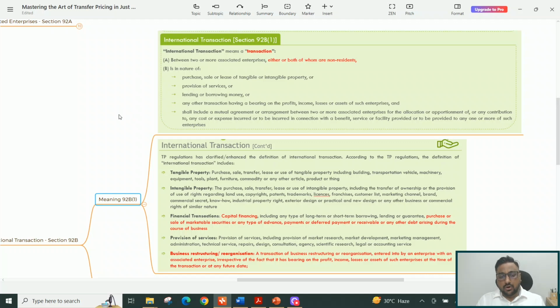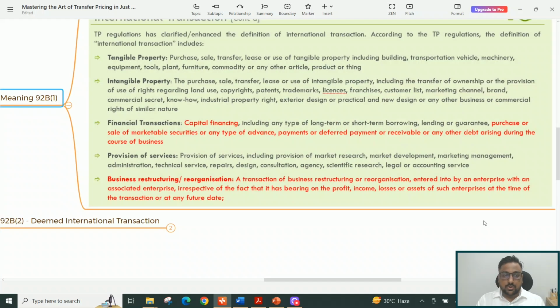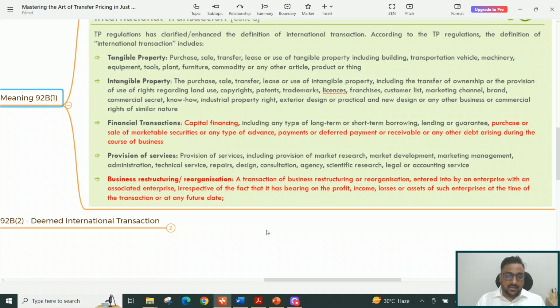Further, the definition also clarifies that it has been enhanced to include dealing in such types of properties, like dealing in tangible property and dealing in intangible property. These types of transactions are also covered under the ambit of 92B. What I want you to focus on here is that there are financial transactions which are also considered international transactions. Though they may not give rise to any income directly, they are still called international transactions, and hence we report them under Form 3CB.